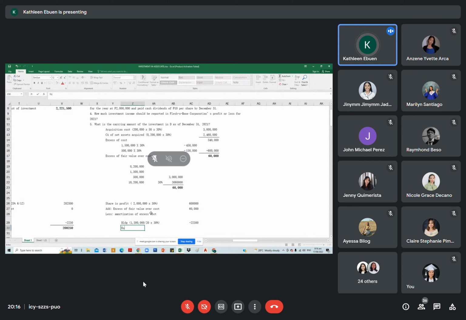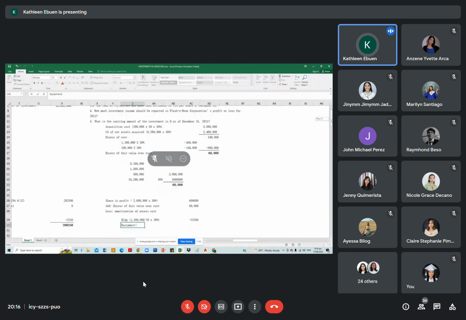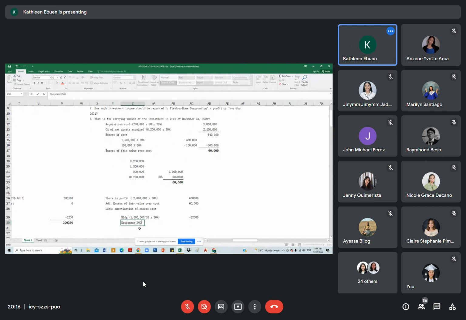And then, si equipment. Si equipment, 500,000 with a useful life of 10 years. So, 500,000 divided by 10 years times 30%. Magkano yun? Magkano yung idadagdag natin sa depreciation? 15,000.